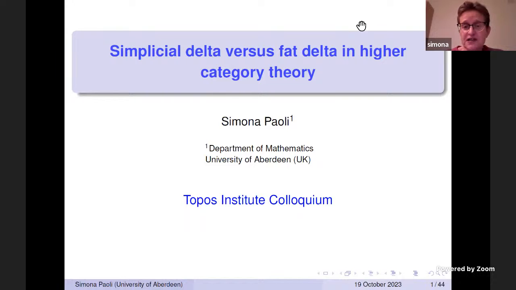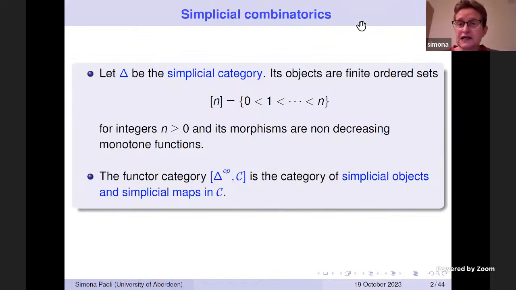Let's start with a very familiar combinatorics, the one of the simplicial delta, which I remind you is the category whose objects are finite ordered sets. So n is the sequence 0 up to n, ordered, and the morphisms are the non-decreasing monotone functions. So this is a nice category, and it embeds a combinatorics that we call simplicial object. A simplicial object is a functor from delta to set.